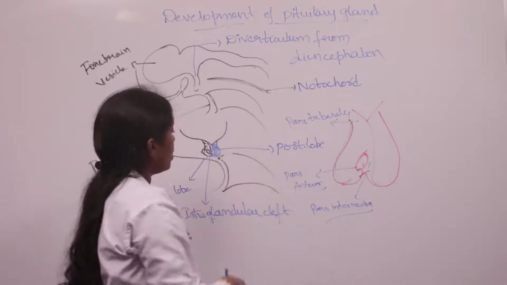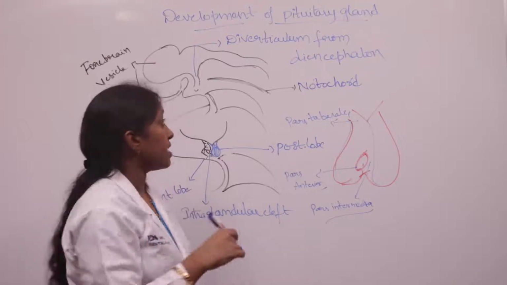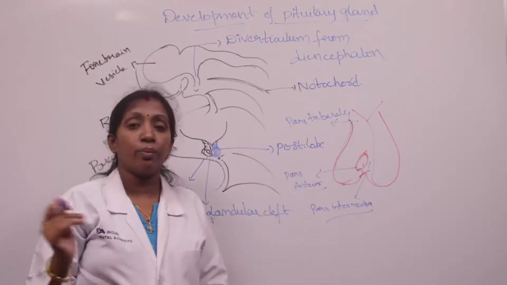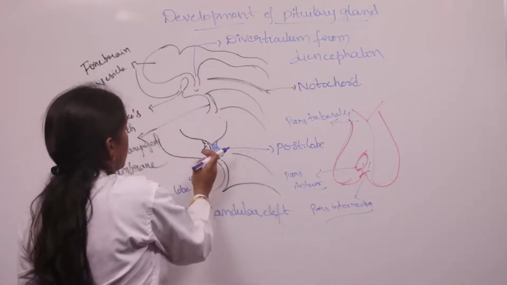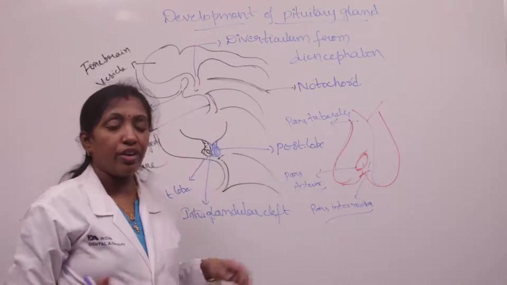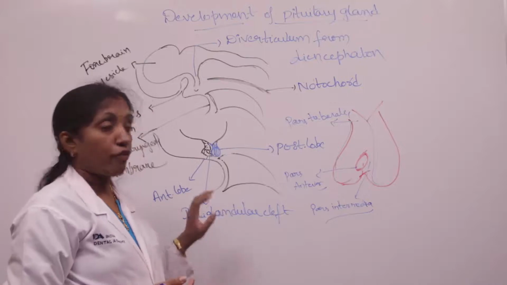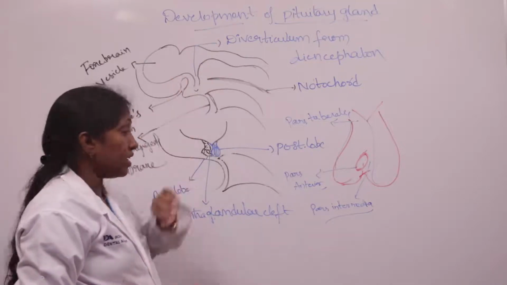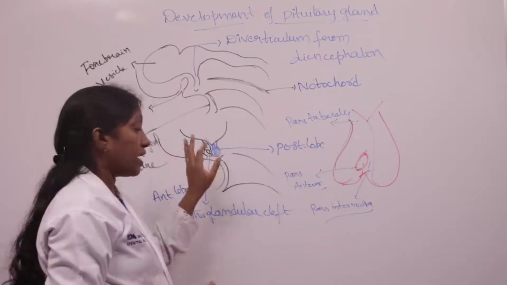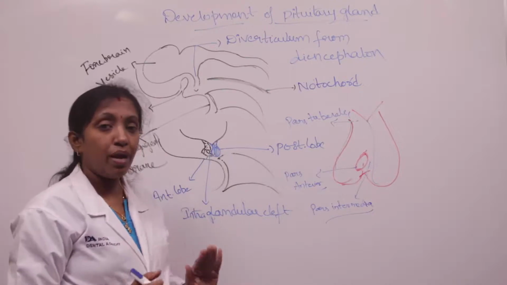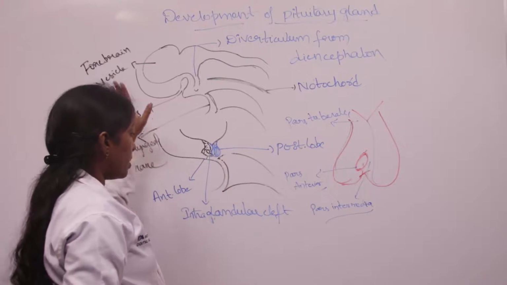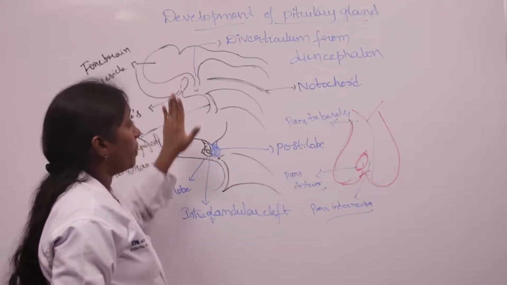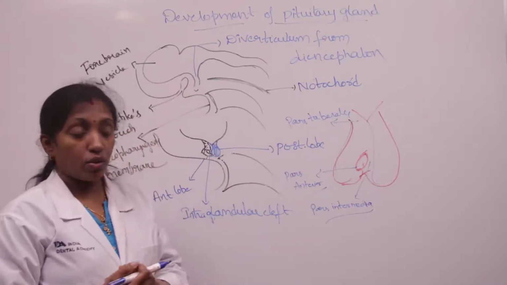Coming to the posterior pituitary, it extends as a diverticulum from the diencephalon, the floor of the third ventricle, and it passes just beside the anterior pituitary and fuses with it. It is of neural crest origin. It doesn't consist of any neurons. It consists of unmyelinated nerve fibers and some neuroglial cells called pituicytes. So that's about the development of the pituitary gland.